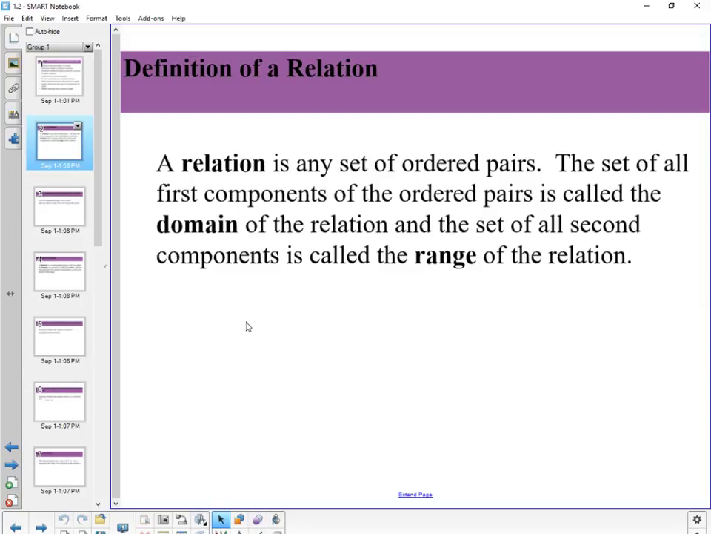Definition of a relation. A relation is any set of ordered pairs. The set of all first components of the ordered pairs is called the domain, and the second part is called the range.